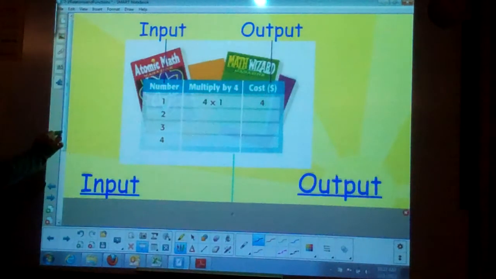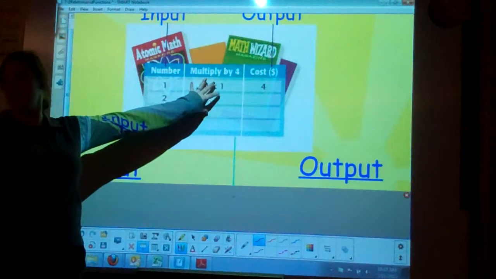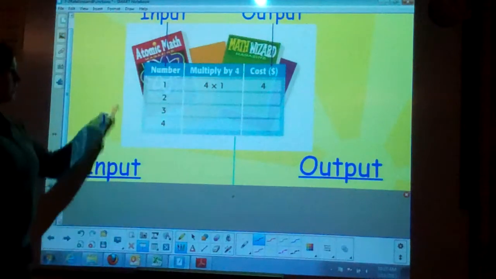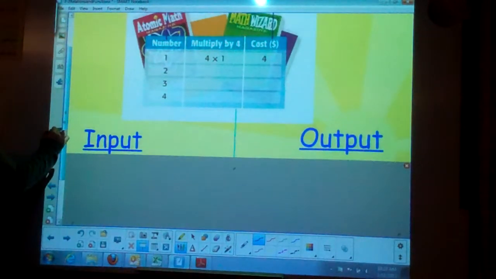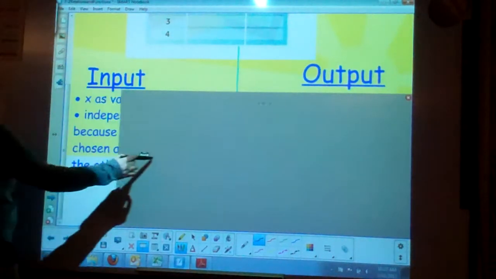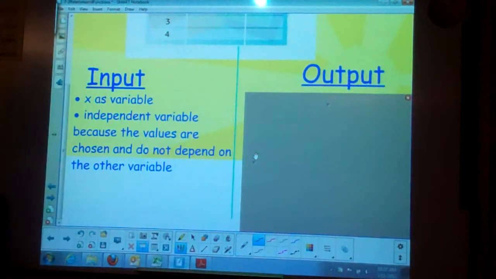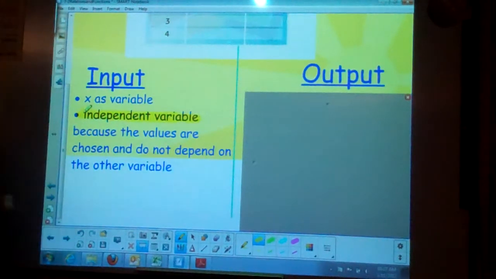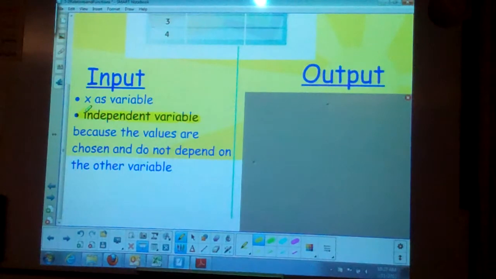Alright, so just as a quick review, this was one of the example problems that we did last Friday. We talked about that magazines cost $4 per magazine, and we filled out this function table. I just want to remind us that input is the x variable. This is a new thing, though, that I'd like you to add. It's independent variable. So your input or your x is your independent variable. And that's because when you're input, you can choose those values, and it doesn't depend on the output.